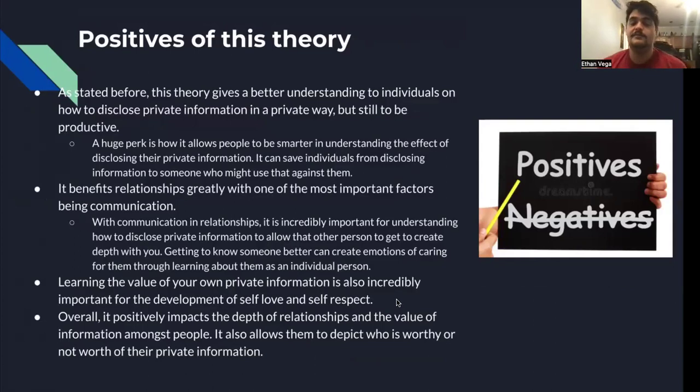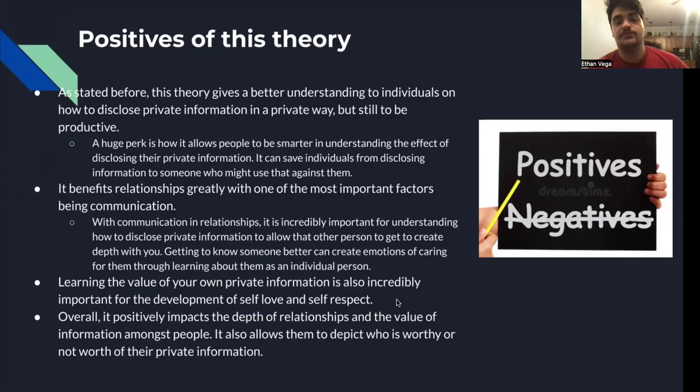As said before, if you're in a bad relationship and you open up to someone way too fast, you may not know them as a person and they may use it against you, and that'd be really unfortunate. So this theory gives a better understanding of how to break down and open up to someone in a productive way through that roadmap. It benefits relationships greatly, with one of the most important factors being communication. Communication in relationships is incredibly important for understanding how to disclose private information to allow the other person to get to know you and create depth, as said multiple times.